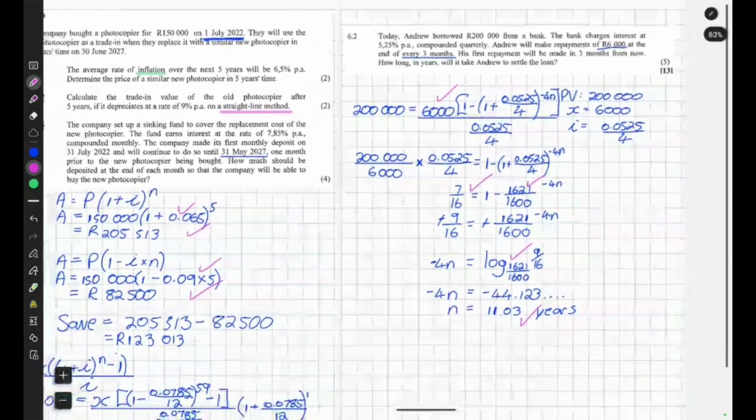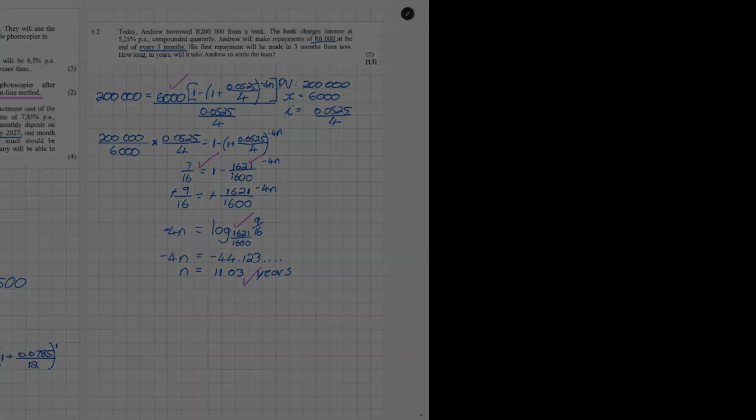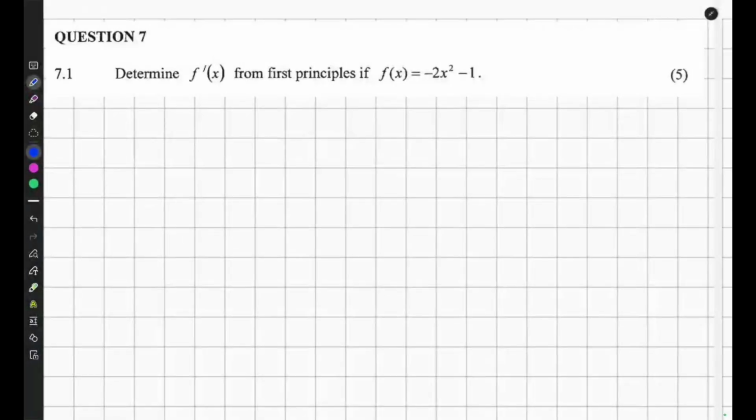Okay, guys, that was the finance in this paper. I hope it wasn't too bad, but let's go on to calculus. Question 7, now we're getting to calculus. So determine the first derivative from first principles if f(x) is equal to minus 2x squared minus 1. Now, first step, just write down what they give you so you can see what is f(x). So f(x) is equal to minus 2x squared minus 1.